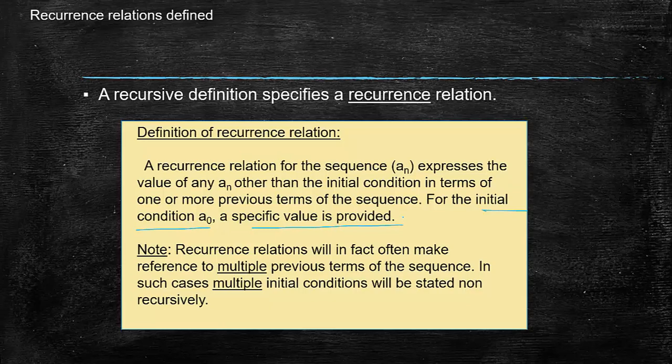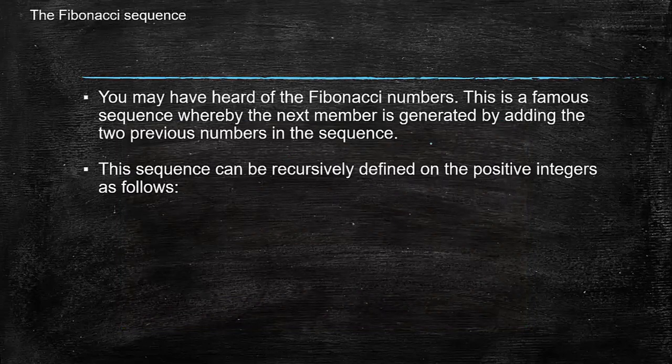So recurrence relations will in fact often make reference to multiple previous terms of the sequence, and in such cases multiple initial conditions will be stated non-recursively. A famous example of this is the Fibonacci numbers, which is a sequence that's generated by adding the two previous numbers in the sequence.